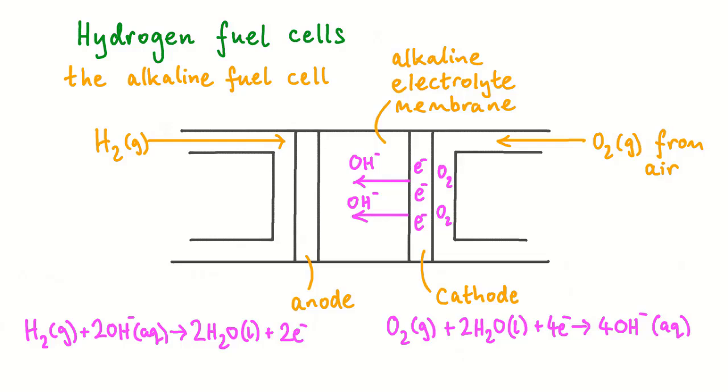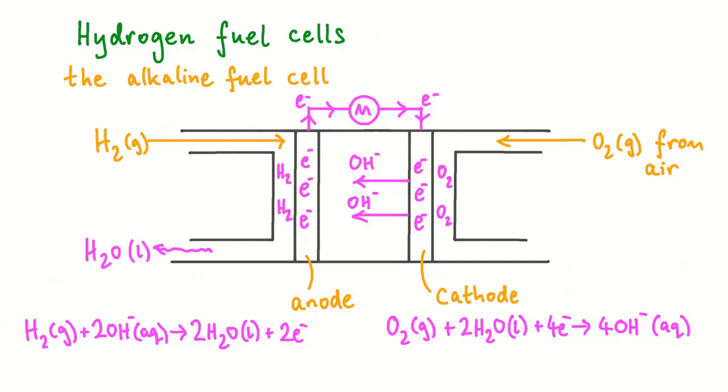Hydrogen gas is fed to the negative electrode, or the anode. At the anode, hydrogen reacts with the hydroxide ions that have moved through the alkaline electrolyte membrane. Since electrons are produced at the anode, and the anode is at a more negative electrode potential than the cathode, the electrons can be made to flow around an external circuit where they can do work.